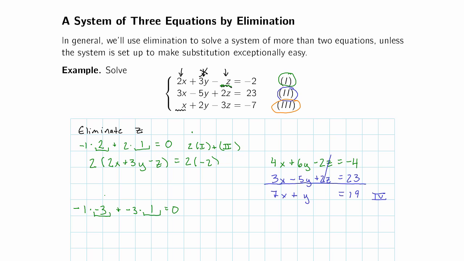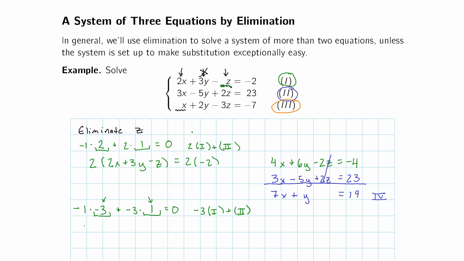There are other choices I could have made here. For example, I could have used a positive 3 here, and a negative 1 here. But if I'd done that, I'd have to multiply both of them. If I can have one of those numbers be 1, I'm going to. So here I'm going to take negative 3 times equation 1 plus equation 3.